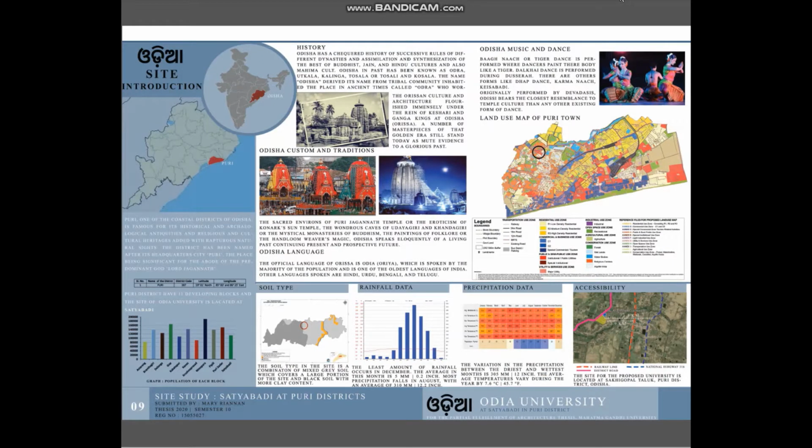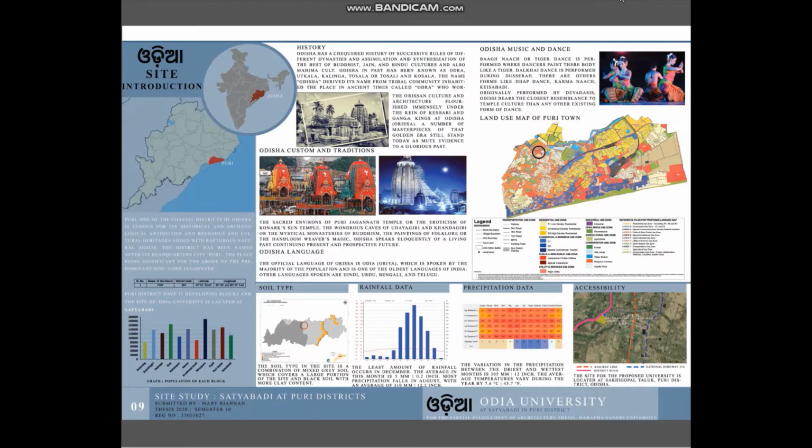Site introduction. The site is located at Satyabadi in Puri district, Odisha. According to the land use map, the site comes under the public zone. Mainly 2 types of soils are seen in the site: brown forest soil and traces of black soil. Rainfall data. Satyabadi receives an average of 310 mm, that is 12 inches of rainfall. The precipitation highest is in the month of August. Accessibility to the site. The site is located 1.5 kilometers from National Highway 316 and 1.9 kilometers away from the Satyabadi railway station.